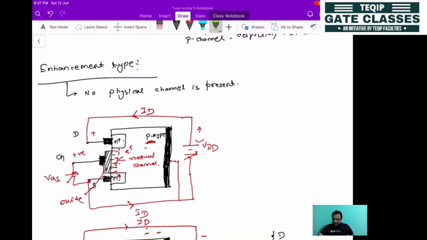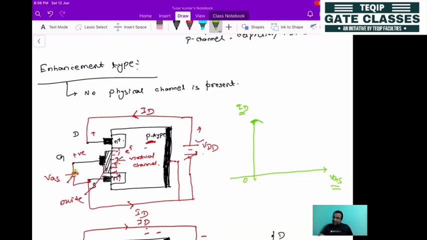Enhancement type MOSFET, if you see the N channel, so this is the N channel MOSFET. Here I told you there is no physical channel, so you have to apply voltage up to a certain level. Here this is ID, this is VGS. The transfer characteristic will always be ID versus VGS, because VGS is the input voltage and ID is the output current.